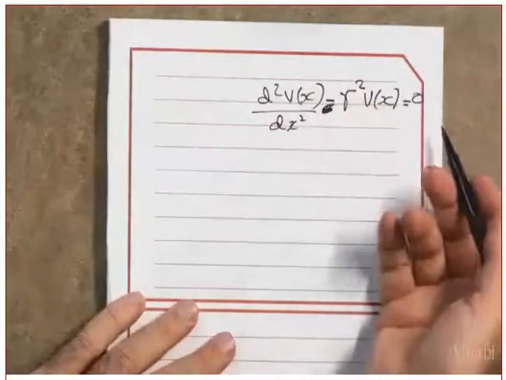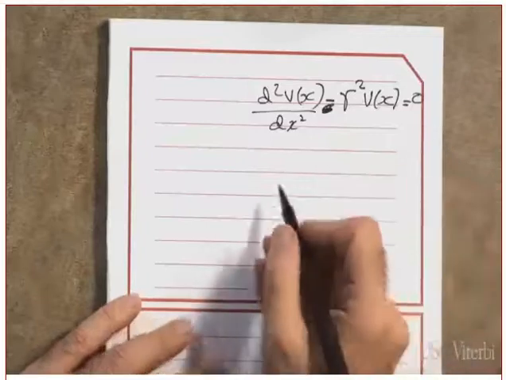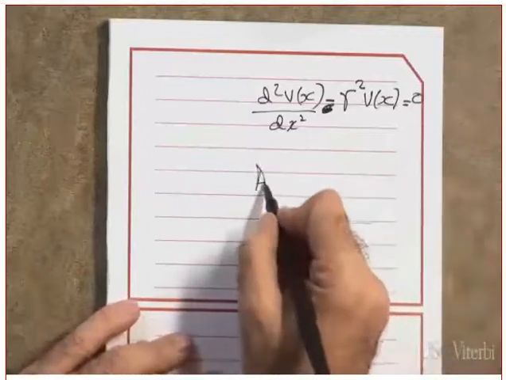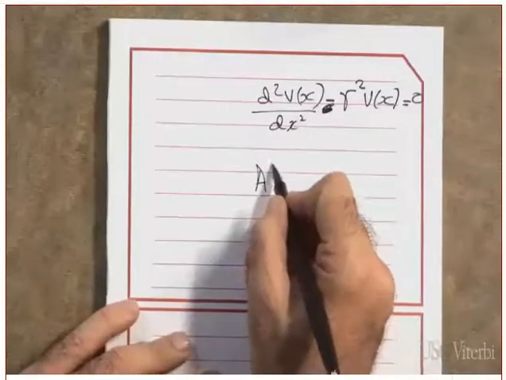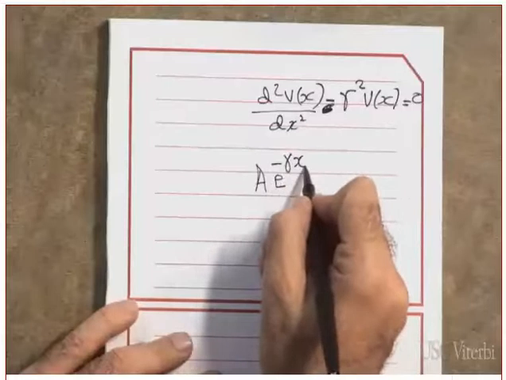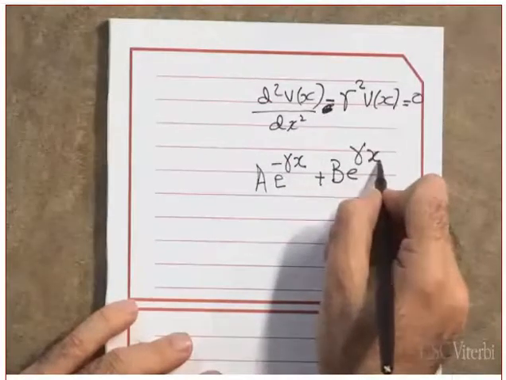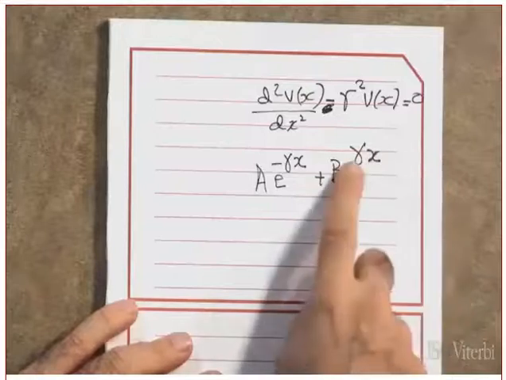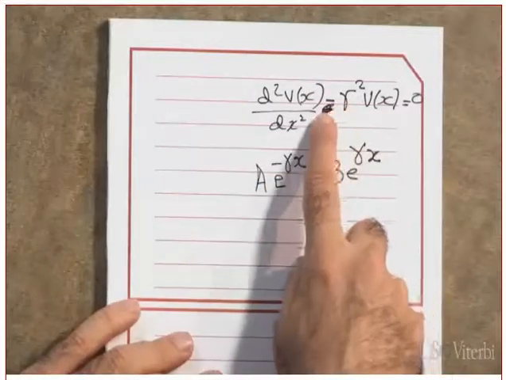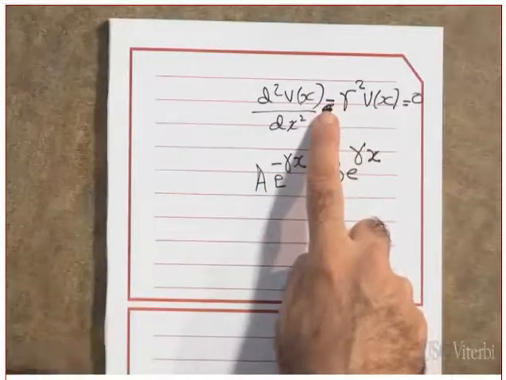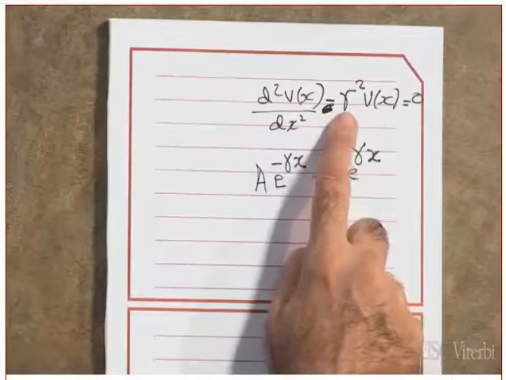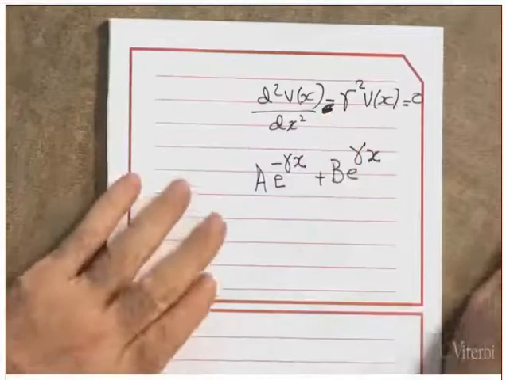What is the solution of this differential equation? Some constant times e to the what? Plus another constant times e to the what? Gamma x. Did you understand that or not? Why do I get two roots? The roots are plus or minus what? Gamma. Yes or no? You forgot about this?